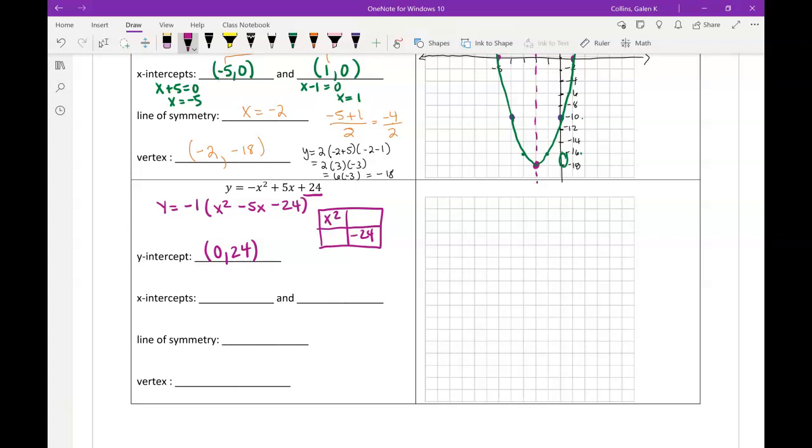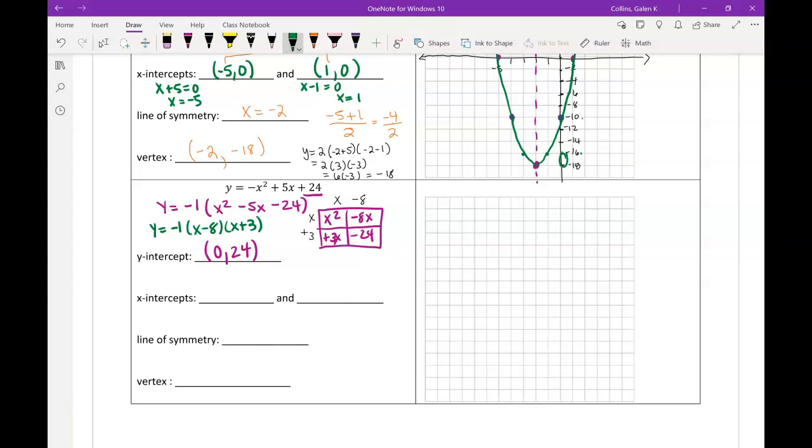So let's see, 1 and 24 won't work, 2 and 12 won't work, but what about 3 and 8? If we had a -8x and a +3x, that would add up to -5 and multiply to -24. So we get x minus 8 and x plus 3. So in factored form, we can't forget that -1, it's really important, but we have x minus 8 and x plus 3.